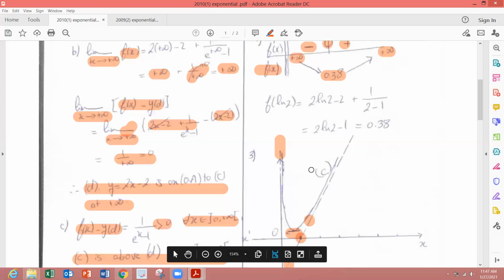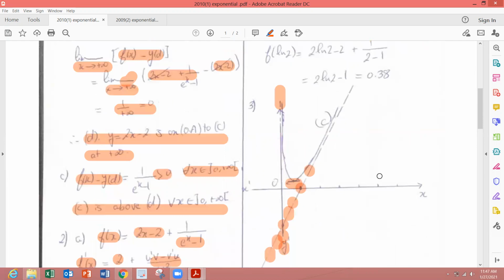And we saw in the position that C is above D. We don't have a point of intersection, so C is above D. Hi, Kaz, is it done? Yes, it is.